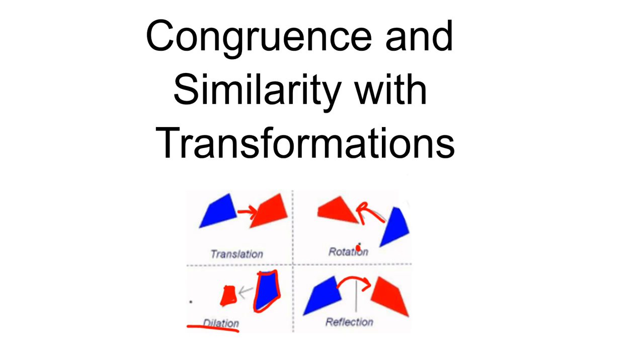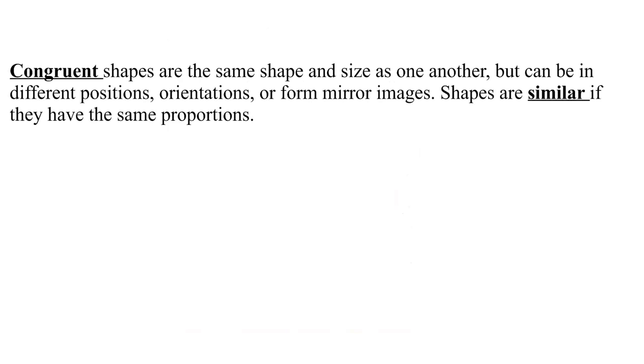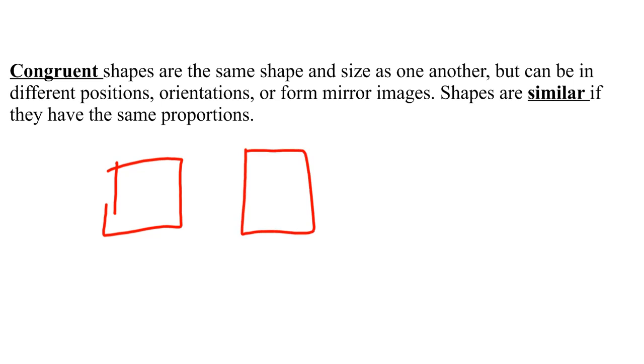Now, in order to talk about these two things, we kind of have to get an understanding of the difference between congruence and similarity. And that can really be summed up in this one statement. Congruent shapes are the same shape, same size, but they could be in different positions, orientations, or form mirror images.